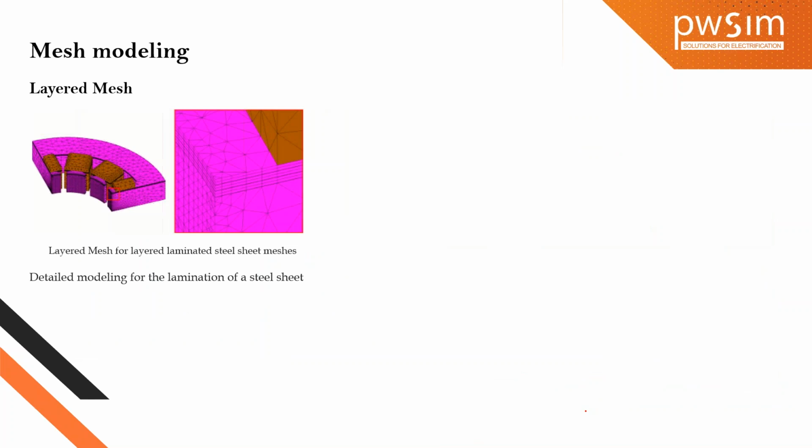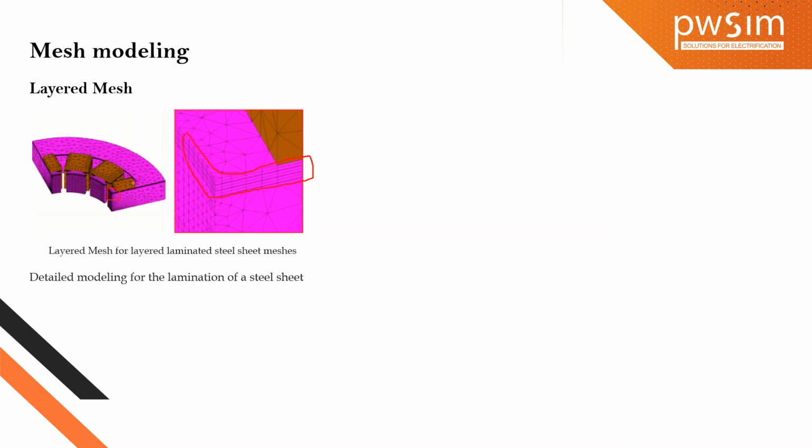So also, JMAG mesh modeling technique has another option called layered mesh. The detailed modeling for the lamination of the steel sheet has been shown in this example. So this is an example of the layered mesh for the laminated steel sheet. For example, if you see in this region, this thin lamination plate has been divided into many layers to account for the lamination eddy currents in the lamination sheet.